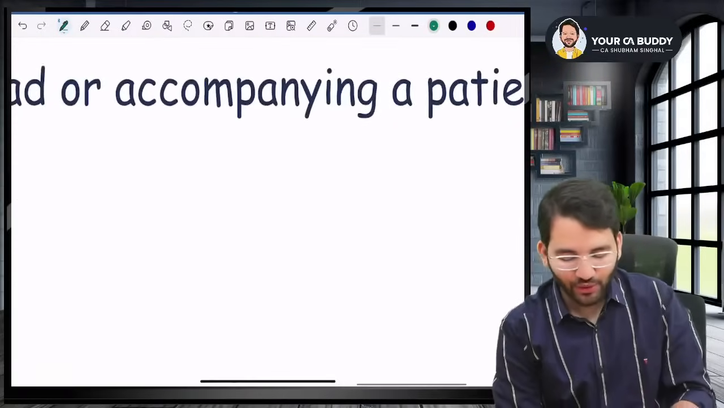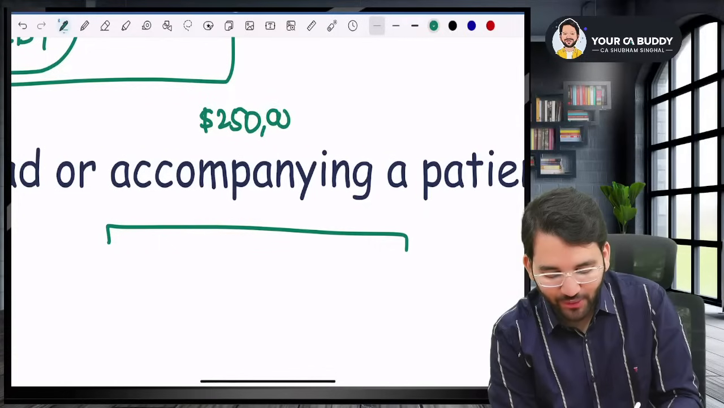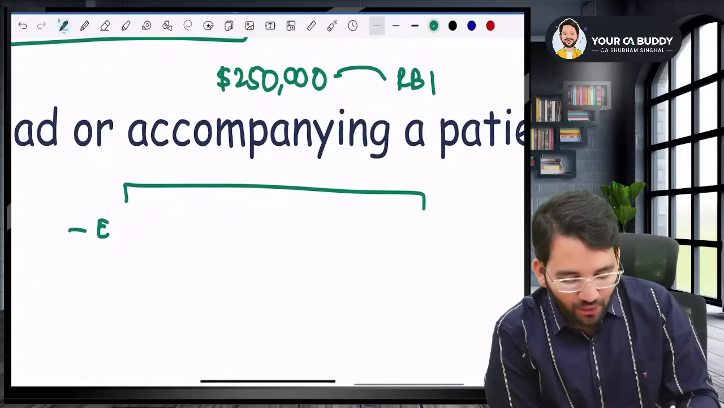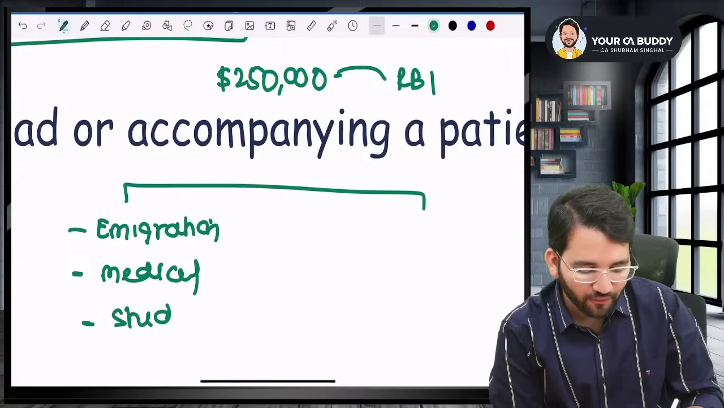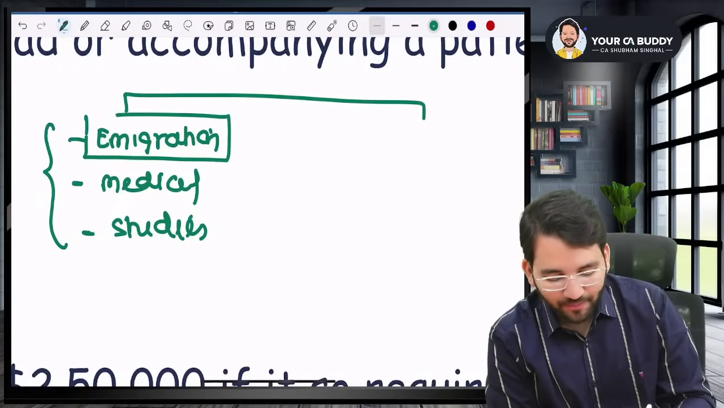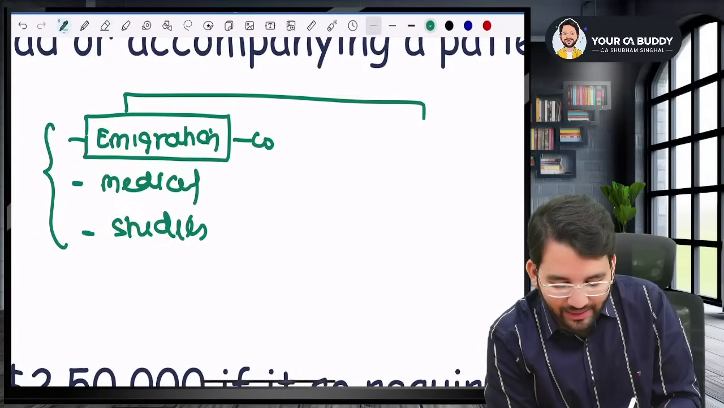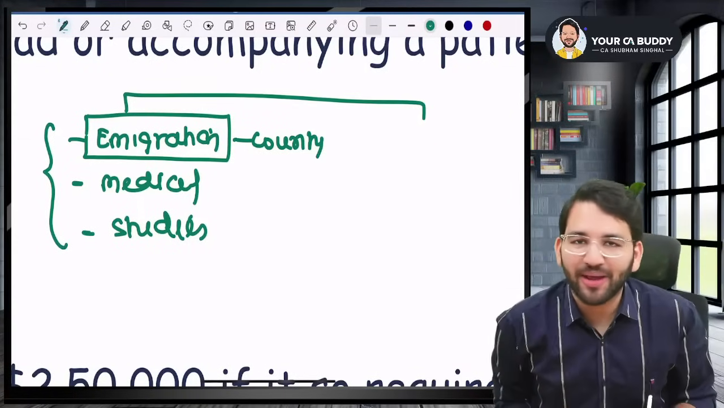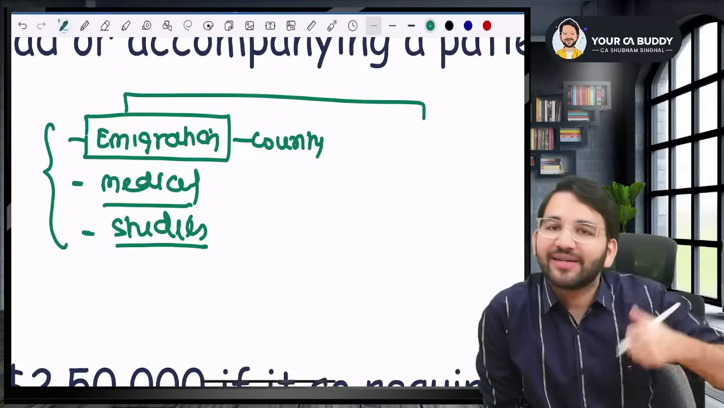But then we said that there are two exceptions. The provision is 2,50,000 you can spend. Beyond that, you'll take RBI approval. But there are two exceptions. Number one, sir, if you are going for emigration outside India, or for medical treatment outside India, or for studies abroad, in these three cases, for emigration, I might need $400,000. Why, sir? Because the country of emigration is deciding that. For example, I want to move to Canada. So Canada is deciding how much I have to pay. For medical, the hospital will decide how much I have to pay. For studies, the university will decide how much I have to pay.